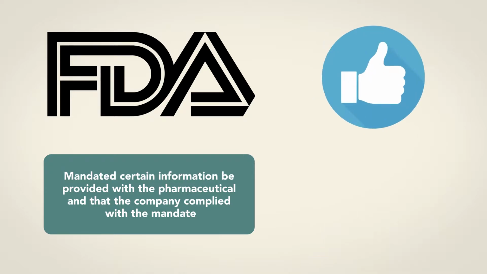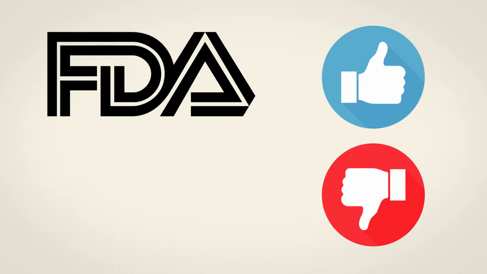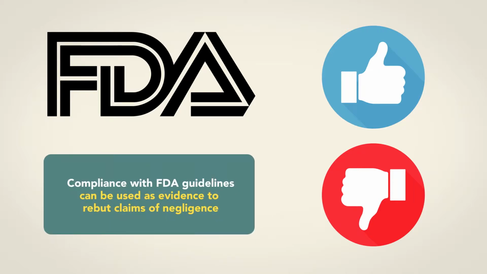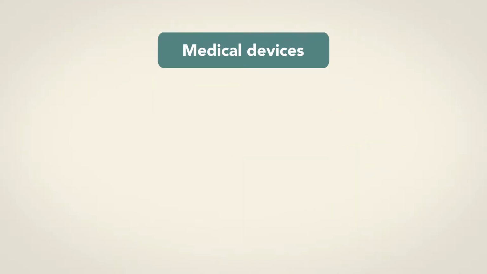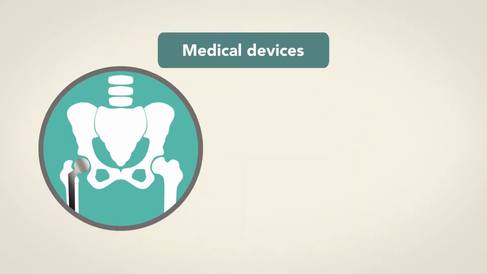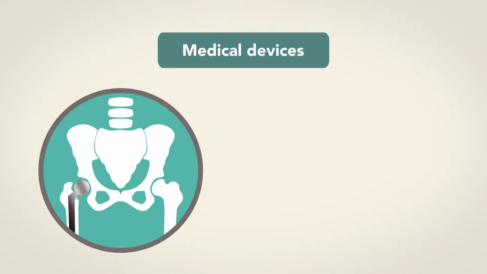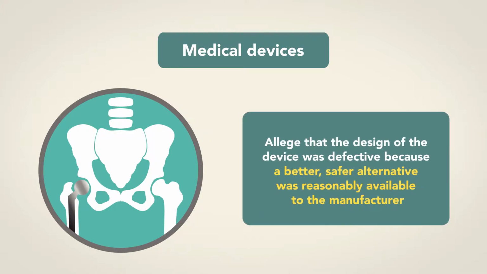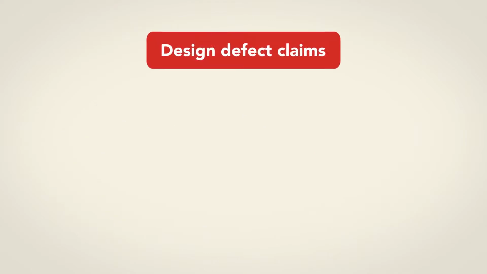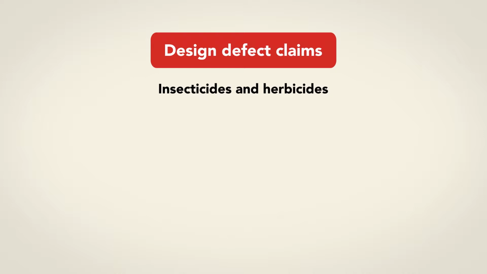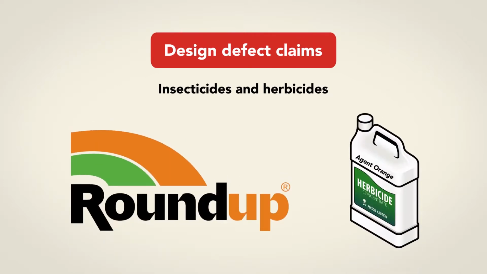Though compliance with FDA guidelines and rulings does not guarantee successful defense, it can be used as evidence to rebut claims of negligence. Another large category of mass tort involves medical devices, such as hip implants. These claims often allege that the design of the device was defective because a better, safer alternative was reasonably available to the manufacturer. The same kinds of design defect claims are often at the core of the mass tort actions against the makers of various insecticides and herbicides, like Roundup or Agent Orange.